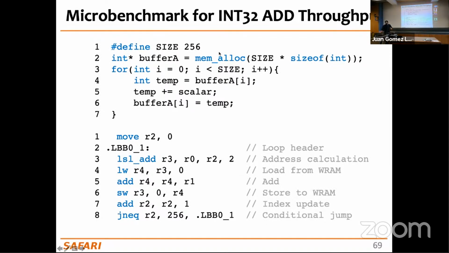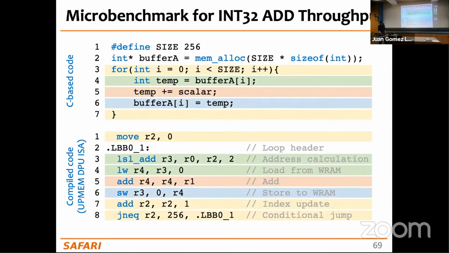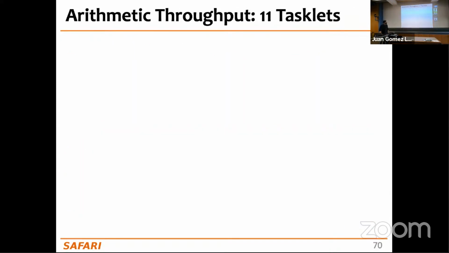We go to WRAM, bring some data, and then perform some computations on the data. This is for 32-bit integer addition, but we also have multiplication, division, and so on. And this is the compiled code, let's say. So you can check in detail here, and you will see the correspondence of the individual instructions. These are the instructions from the DPU ISA. You can find more details about this in the UPMEM documentation.